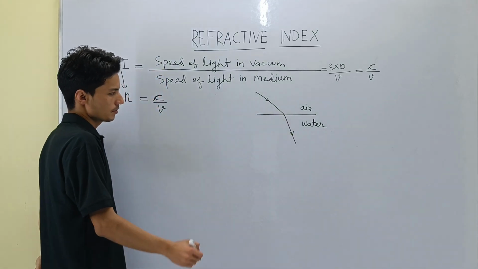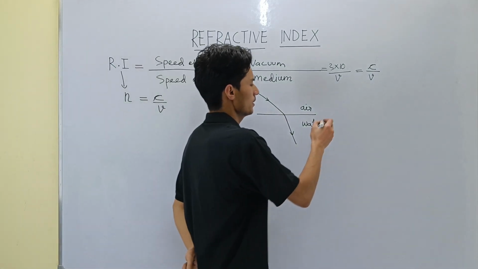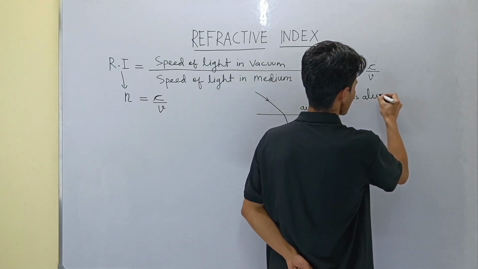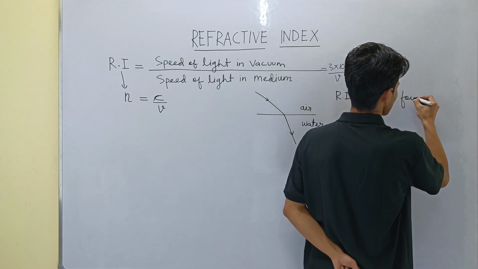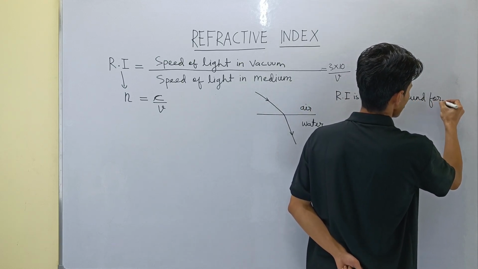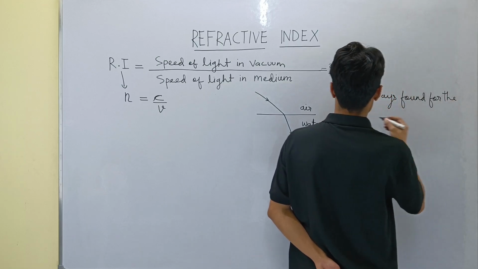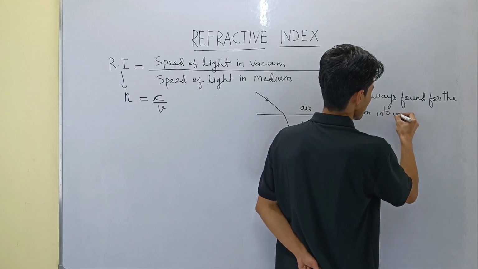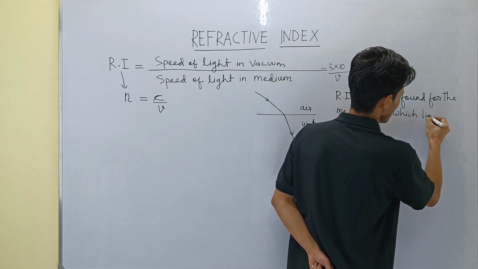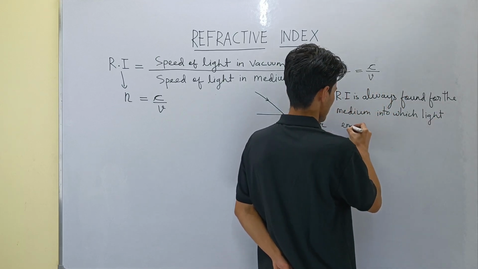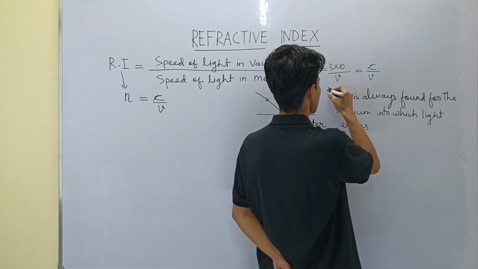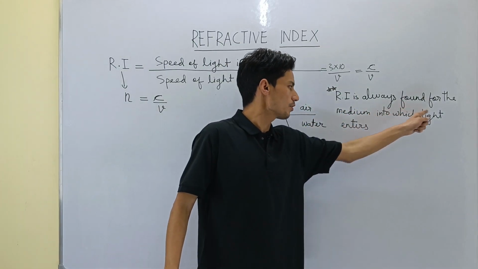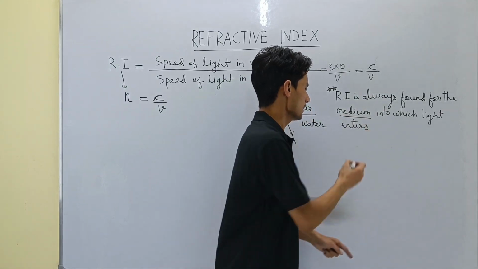So remember this. Now write down one very important thing again. Very important point here, that refractive index RI is always found for the medium into which light enters. Very important. This is the most important thing you have to remember if you want to excel in refractive index. Refractive index is always found for the medium in which light enters.